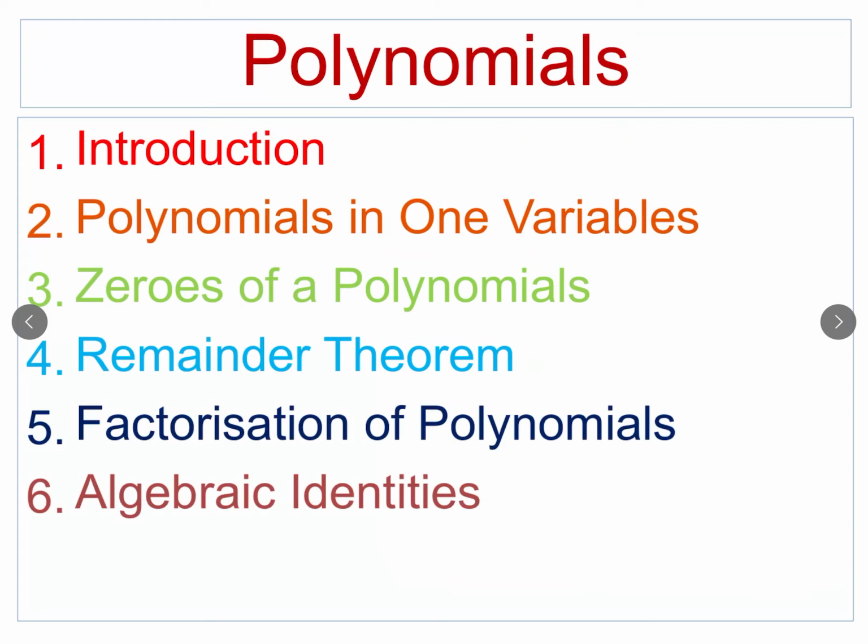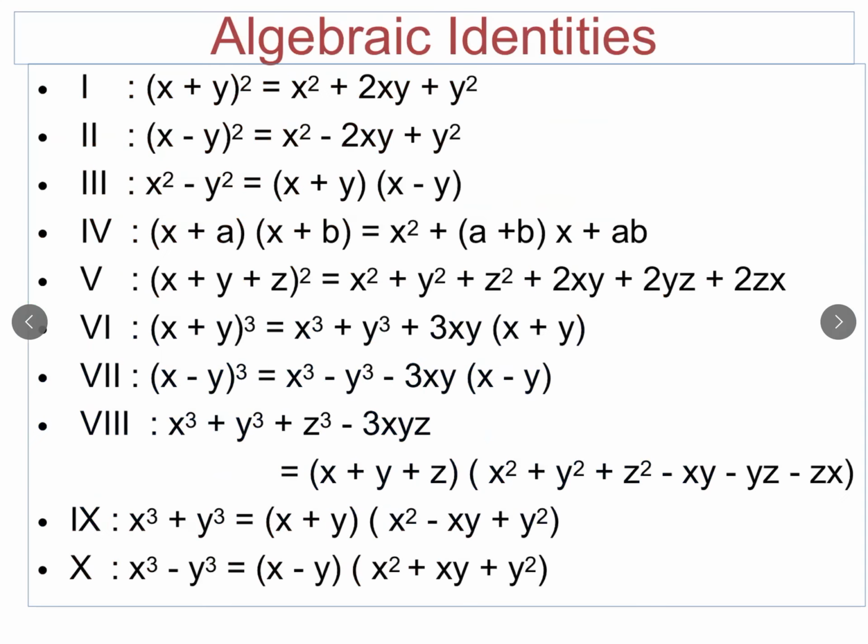The chapter Polynomials is divided into a total of 6 subtopics, out of which we have already covered the first 5 subtopics in the previous sessions. Today we are going to start the 6th subtopic, which is algebraic identities. There are a total of 10 algebraic identities in this chapter, which are listed here. You have already studied the first 4 identities in your previous class, that is in class 8. We'll do the derivation of all the identities one by one. So let's start.